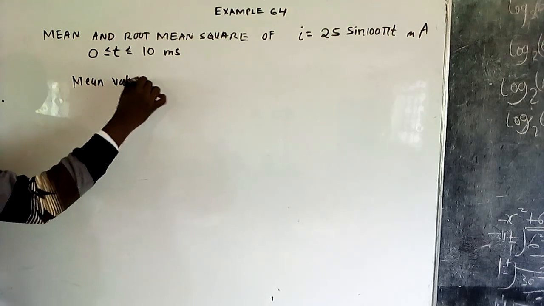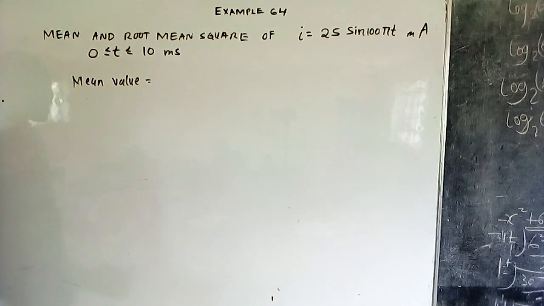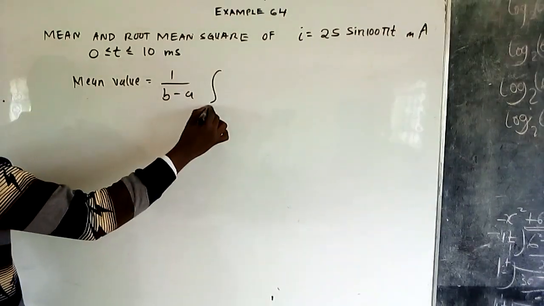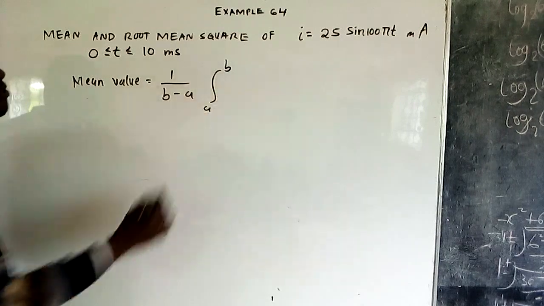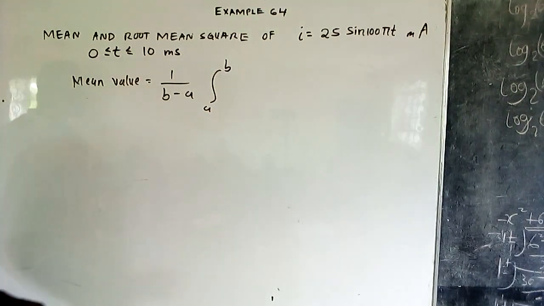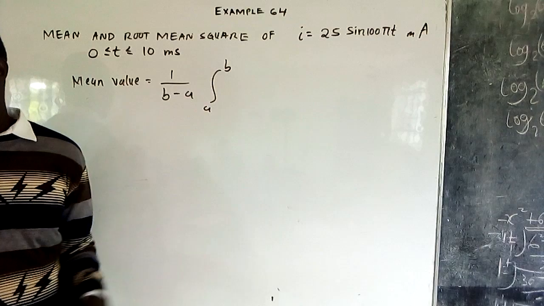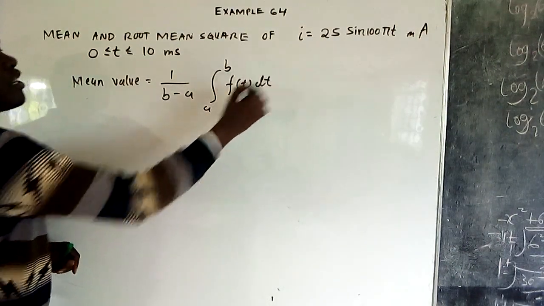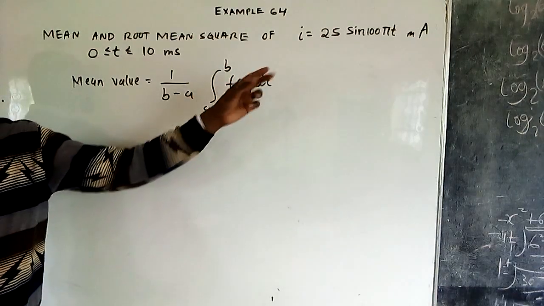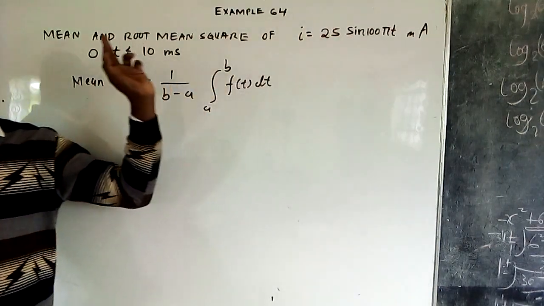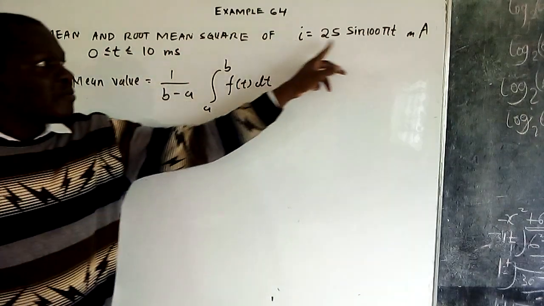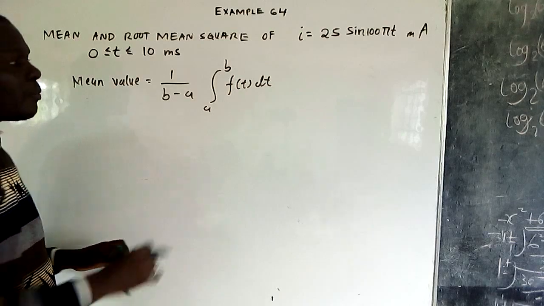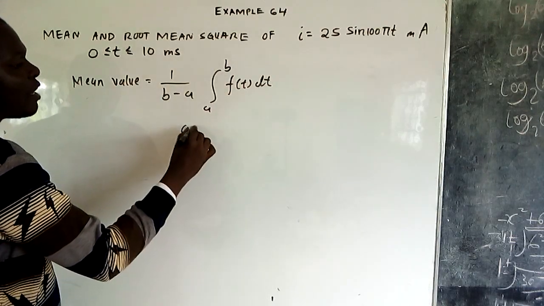The mean value is given by 1 over b minus a, then you integrate from a to b of f of x dx. But here you can see I is a function of t. Meaning now we are talking about f of t dt, because it's f of x dx when I is a function of x. Are we together? But here I is a function of time, so we are integrating f of t dt, meaning the limits a to b are limits of t.